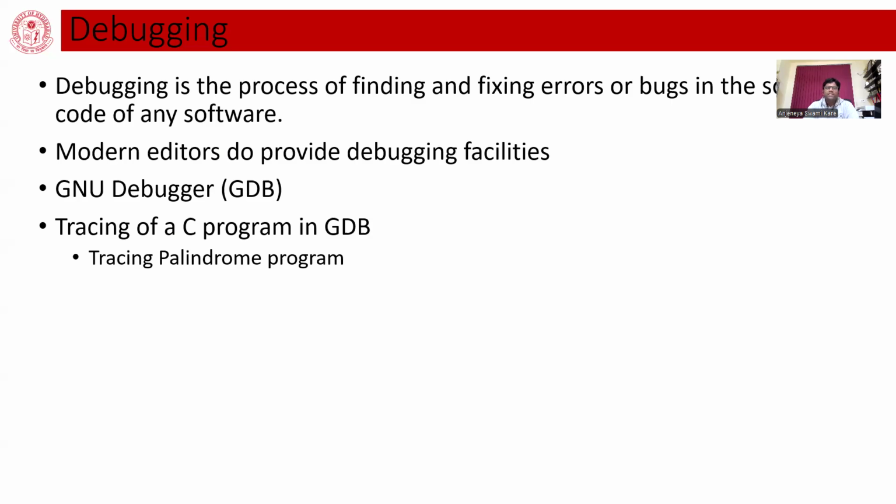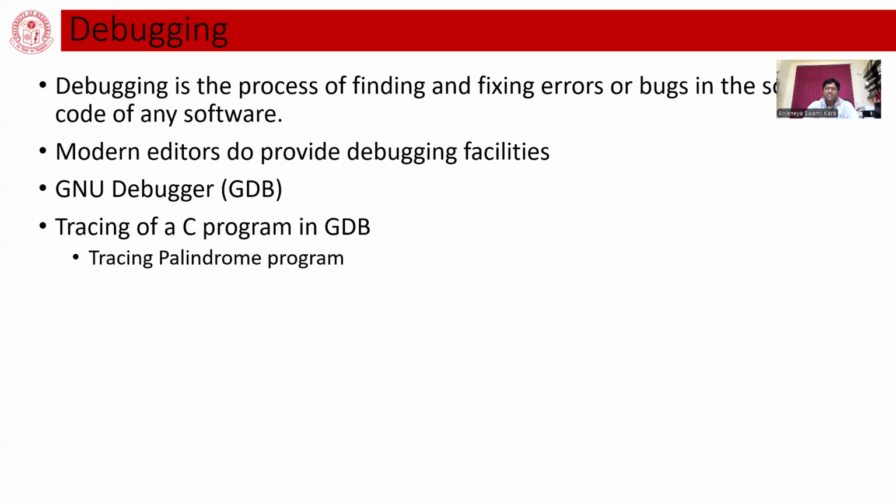All the modern editors do provide debugging facilities. For example, online GDB also provides you a facility to debug your program. When you are working in a Linux environment, in the Ubuntu operating system under the terminal, we can use a tool called GNU debugger to debug your programs. In this lecture, I will show you how to trace or debug your programs using GNU debugger.